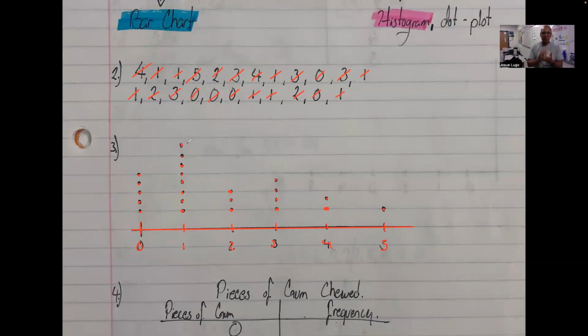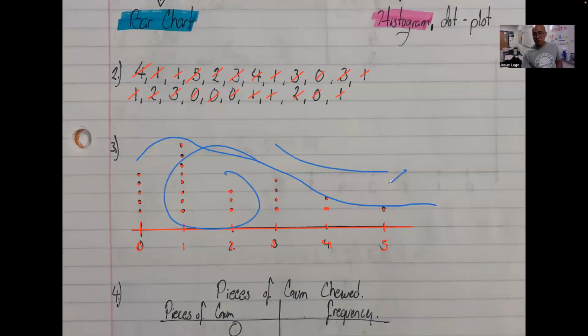Excellent. So we have this dot plot here. As a quick reminder of things we've seen before, notice the distribution of this data. Notice that it is skewing to the right. We have most of the data clustered here, and then it is starting to skew to the right. Most people chew between 1 and 0 pieces of gum per day. All right, ladies and gentlemen, there is our dot plot.